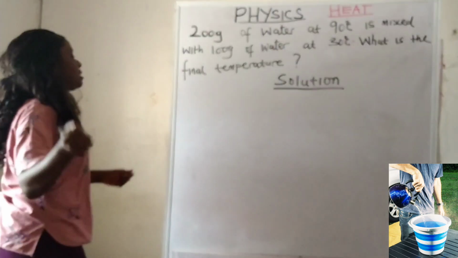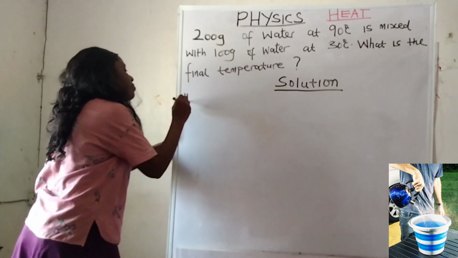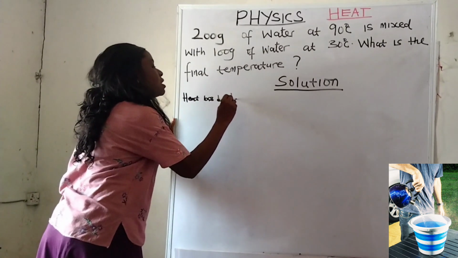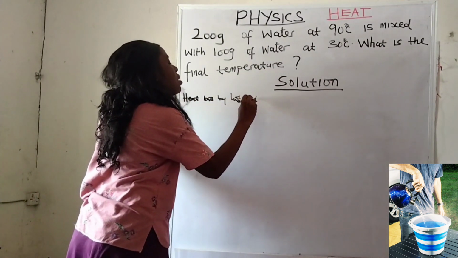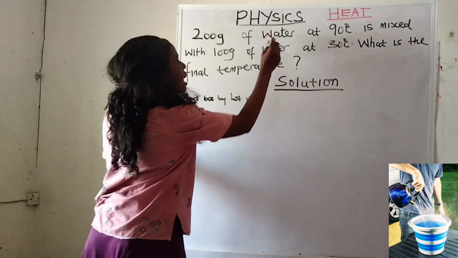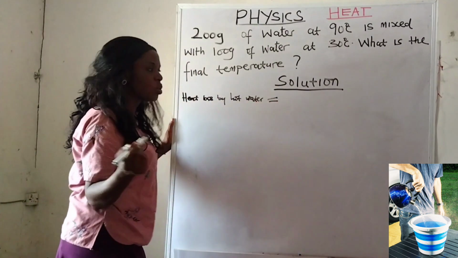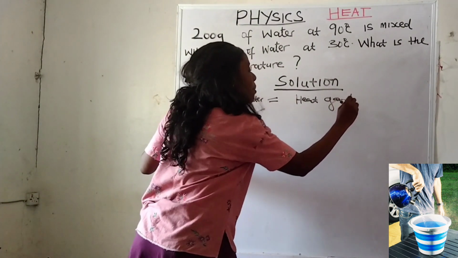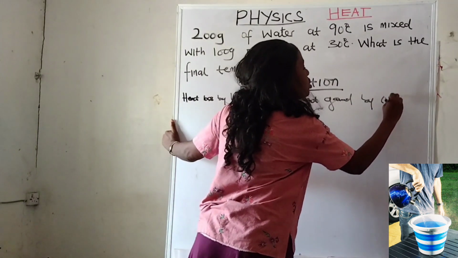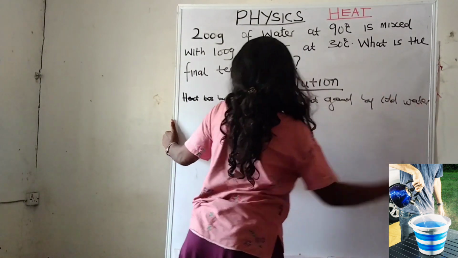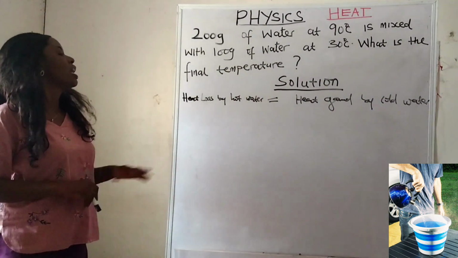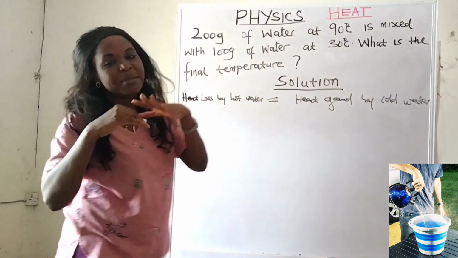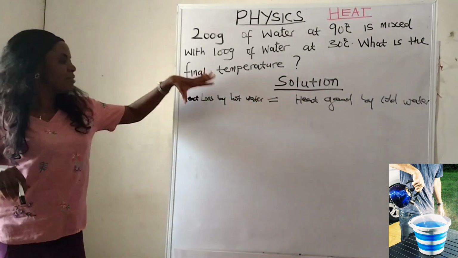I'll write it out like this. Heat lost by hot water is equal to heat gained by cold water, and the two of them become a mixture. Okay, let me write this out with a formula.